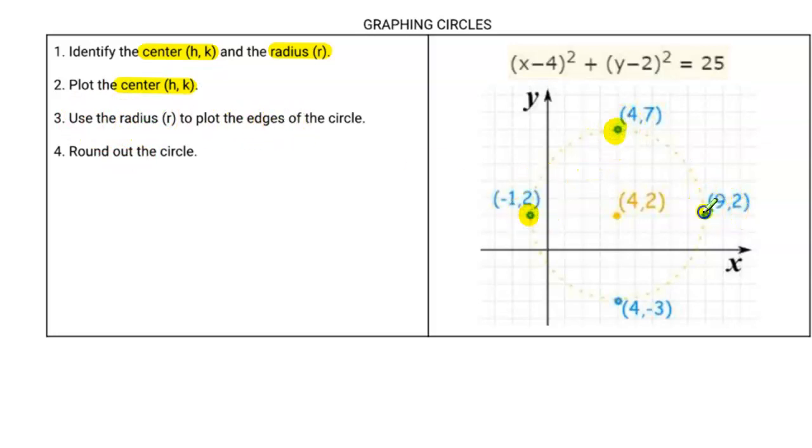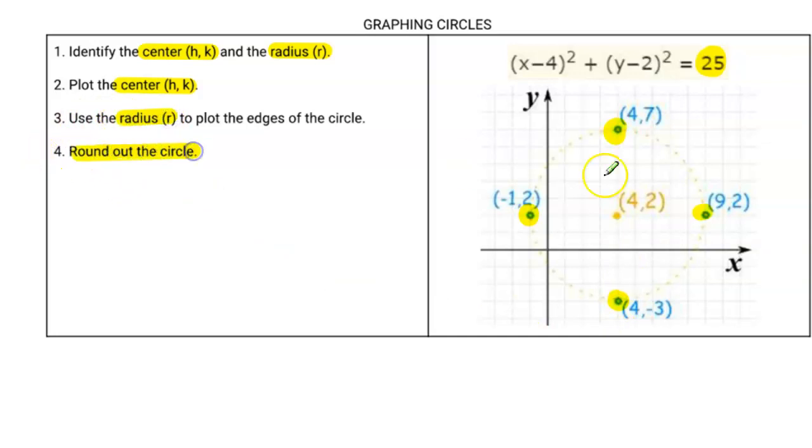I don't want you to go too crazy finding the diagonal edges because that's a little bit less accurate and precise. I'm just asking you to use the radius, which in this case is 5, and count upwards 1, 2, 3, 4, 5, to the right and left 1, 2, 3, 4, 5, and then down 1, 2, 3, 4, 5. And then once we use that radius to plot the edges of the circle, we just round out the circle.